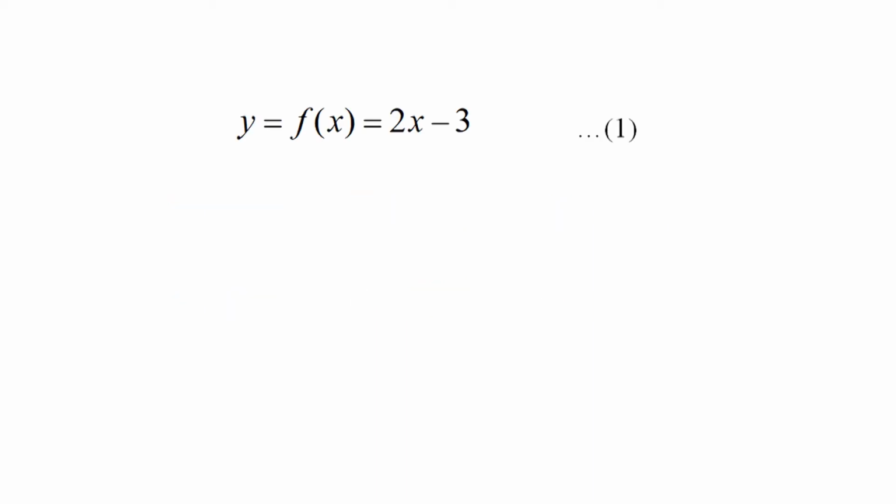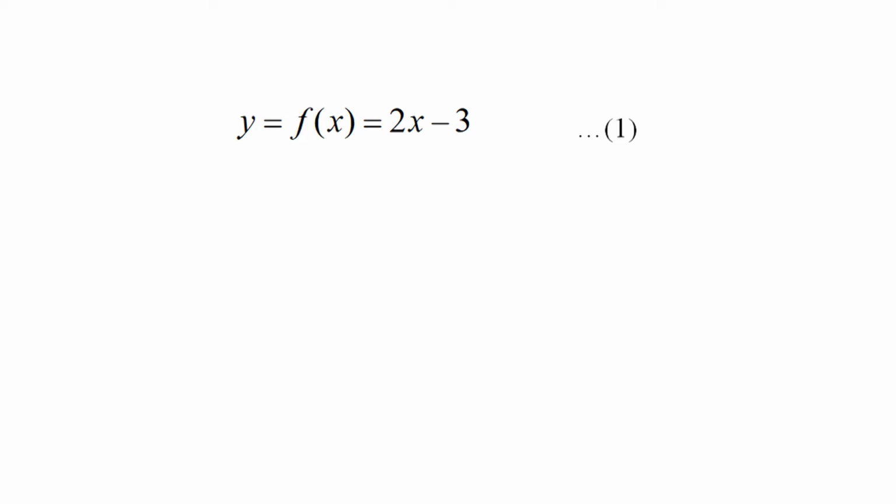Let f from R to R be defined by f of x equals 2x minus 3. Find a formula for f inverse. Let y be the image of x under the function f, that is, y equals f of x equals 2x minus 3. Mark this as equation number 1.